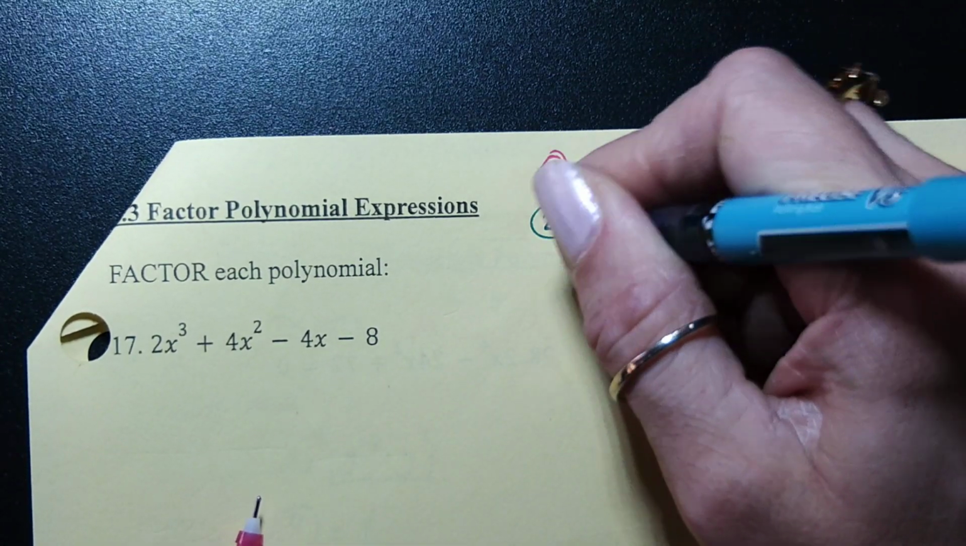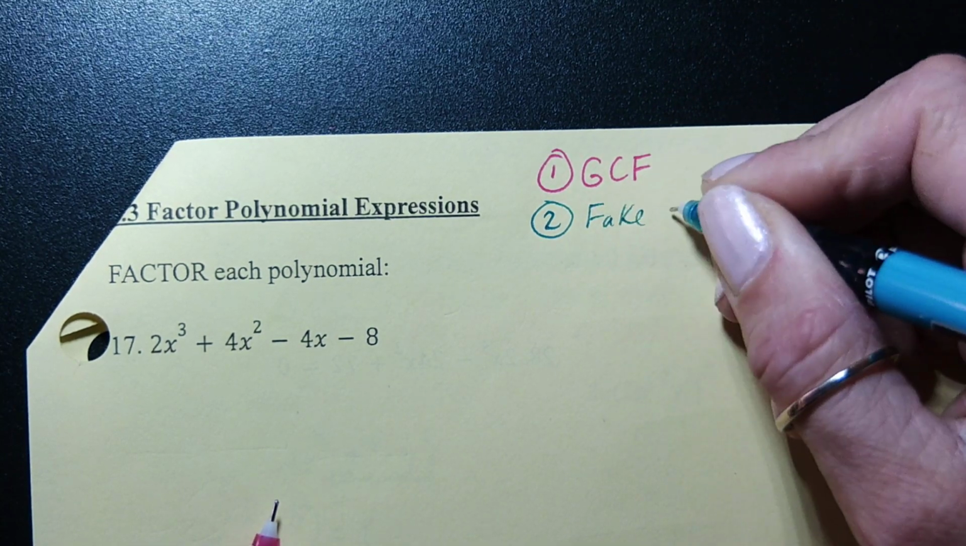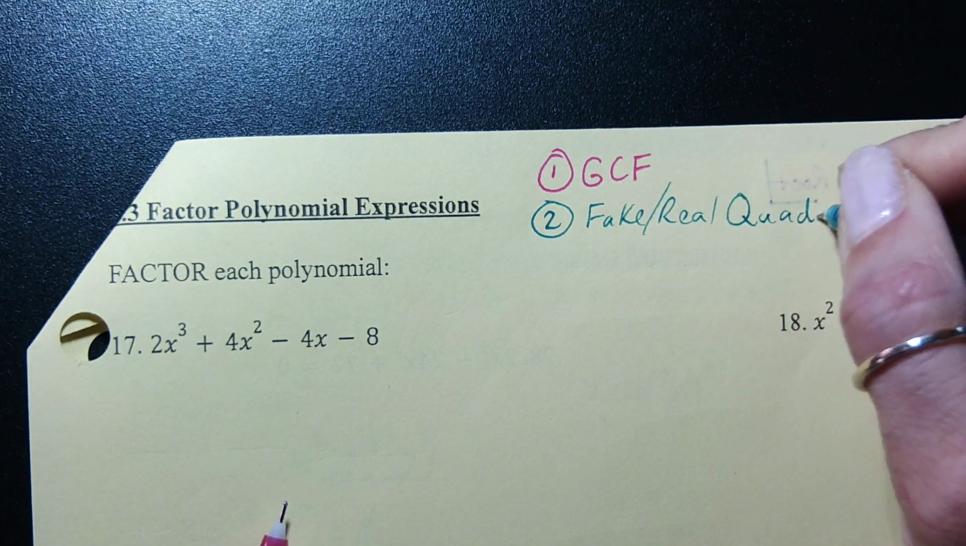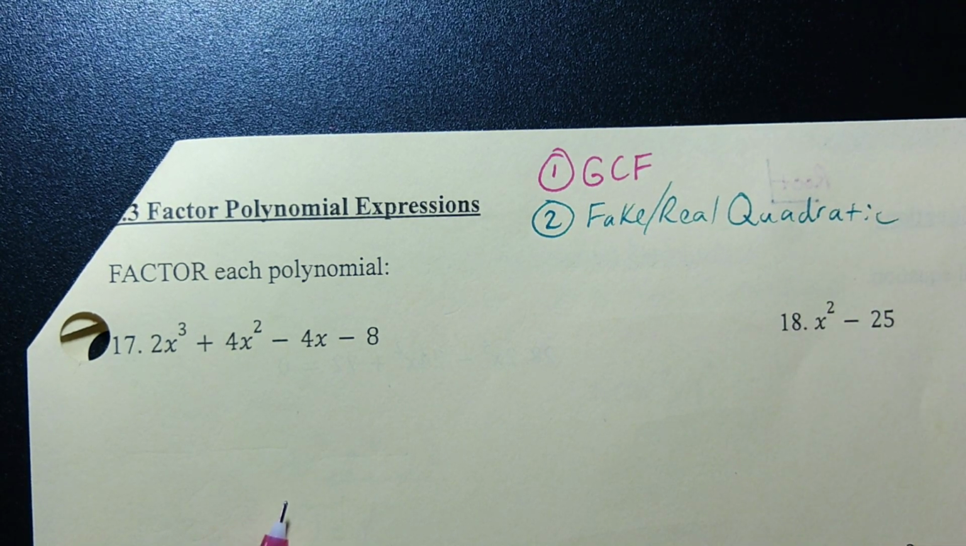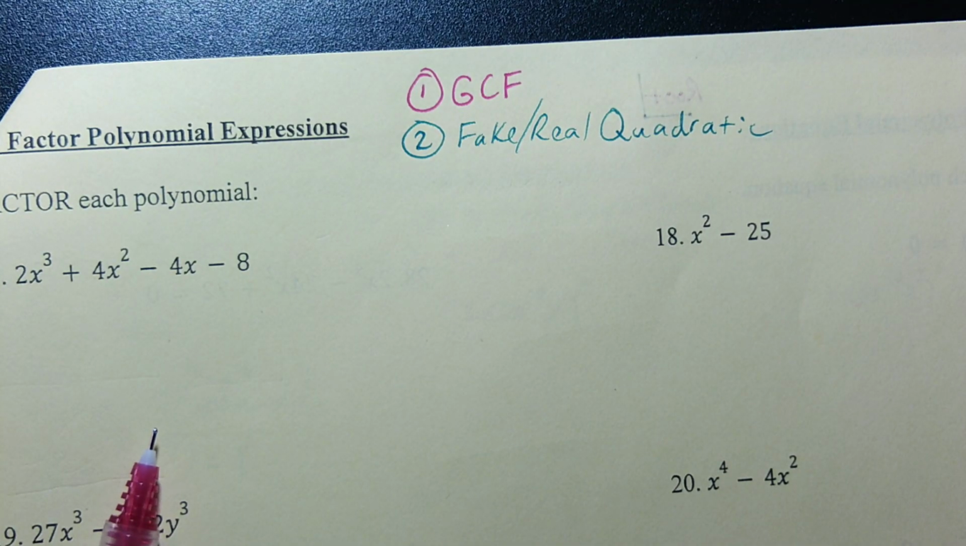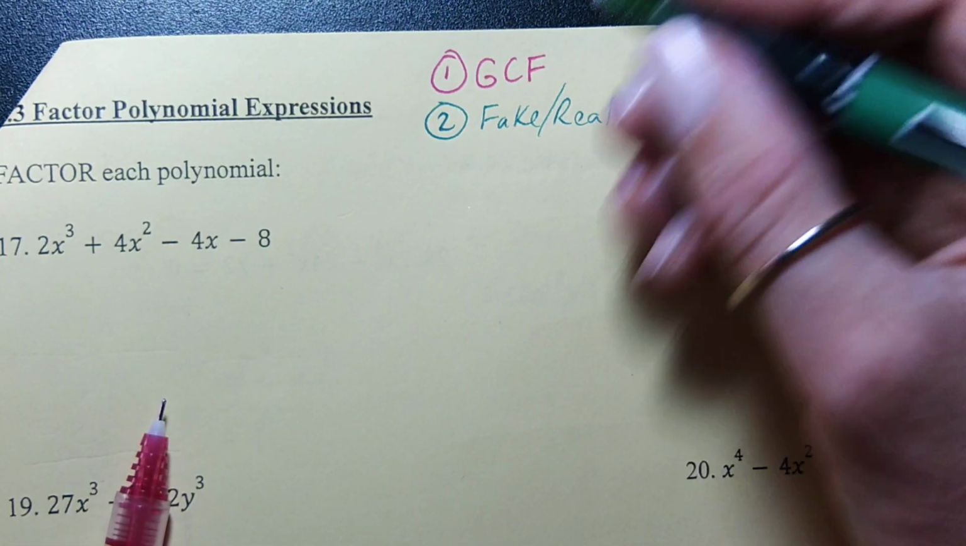Number 2, I normally check to see if it's a fake or a real quadratic. Fake quadratics go 4-2 constant, real quadratics x squared, x, constant or 2-1 constant. And then our other types of factoring.